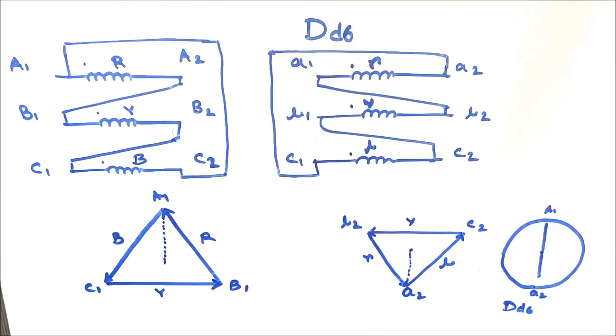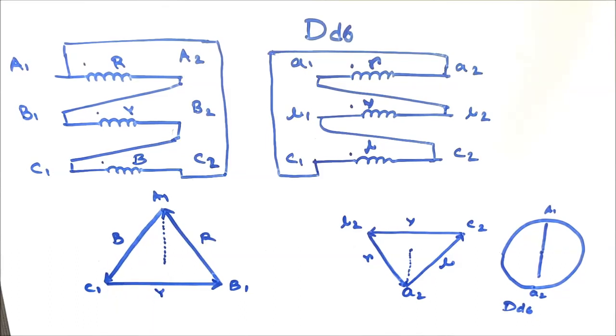Another vector group is Dd6. Here the HV side winding connection remains the same as in Dd0, that is A2 is shorted with B1, B2 with C1 and C2 with A1 to form the delta connection. In the phasor diagram, the connection terminals are A1, B1 and C1. Between A1 and B1 there exists the red phase coil, between B1 and C1 the Y phase coil, and between C1 and A1 the blue phase coil. If I draw the virtual neutral and a straight line towards the red phase connection, it will be at 0 o'clock or 12 o'clock.